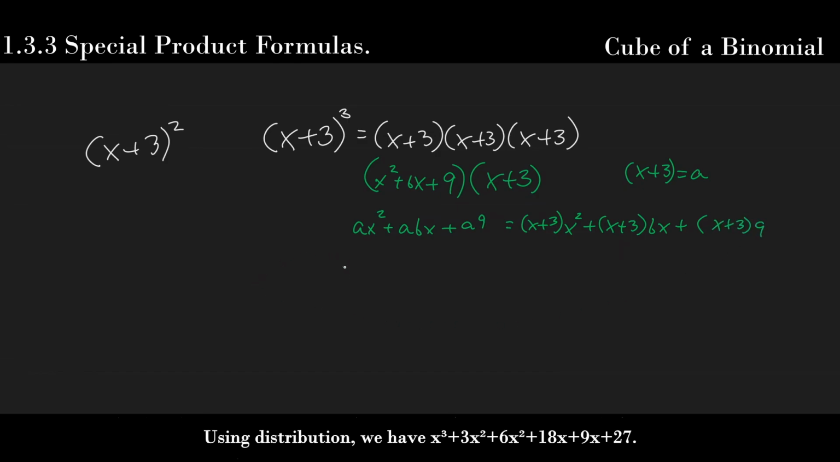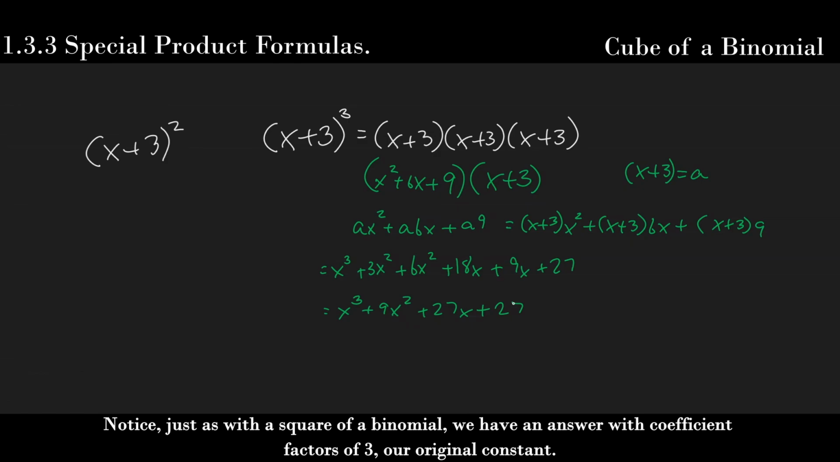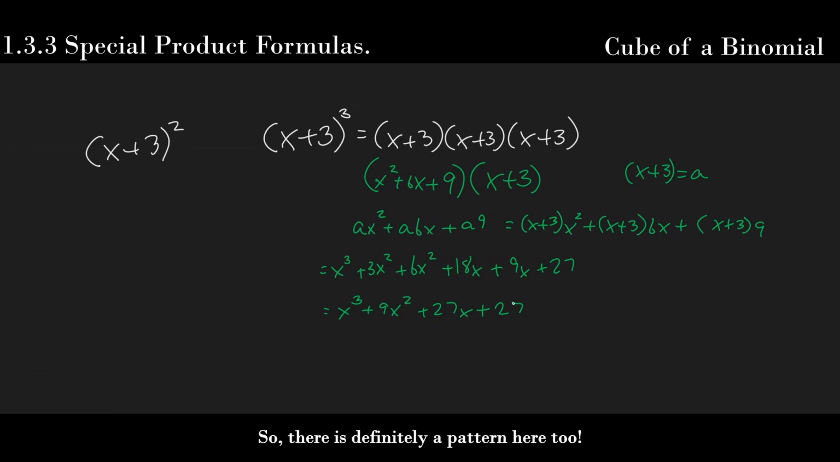Using distribution, we have x³ + 3x² + 6x² + 18x + 9x + 27. And then simplifying our like terms, we have x³ + 9x² + 27x + 27. Notice, just as with the square of a binomial, we have an answer with coefficient factors of 3, our original constant. So there was definitely a pattern here too.